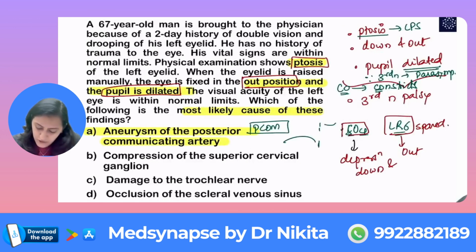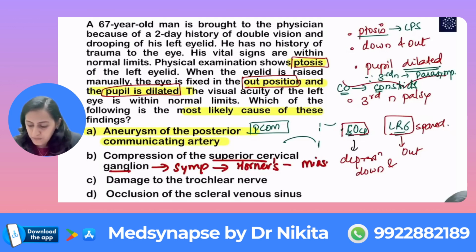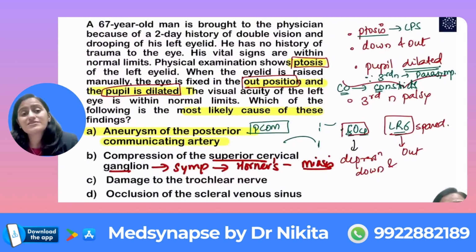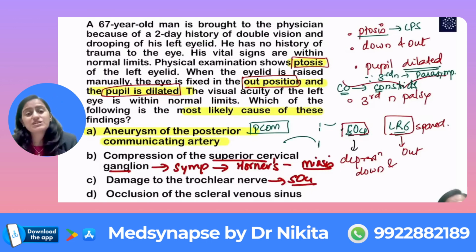Going to the rest of the options, compression of the superior cervical ganglion. Remember it is sympathetic, and this will lead to Horner syndrome, which has pupillary miosis, constriction, and anhidrosis is what you see here. Damage to trochlear nerve, fourth nerve, SO4 will be affected. The patient will have the head tilt, right? And the patient will have the chin depression. And there is going to be hypertropia.